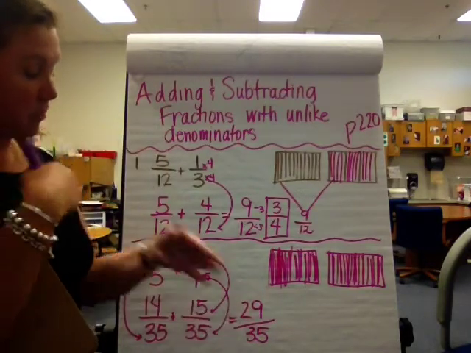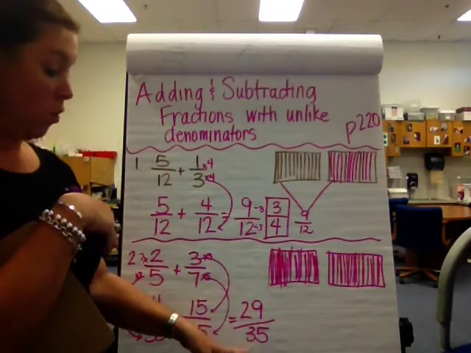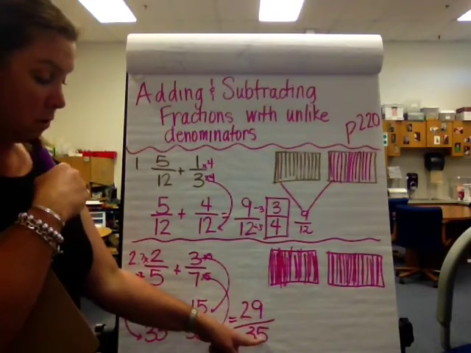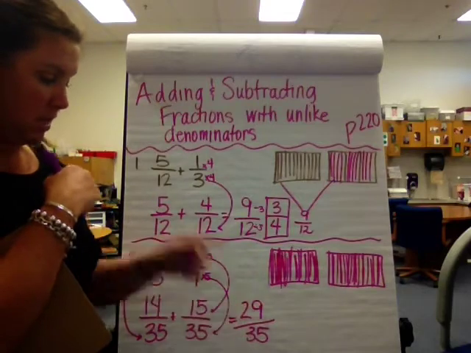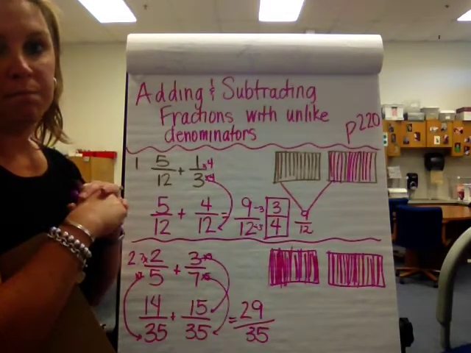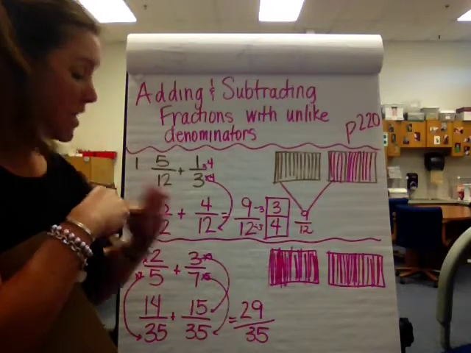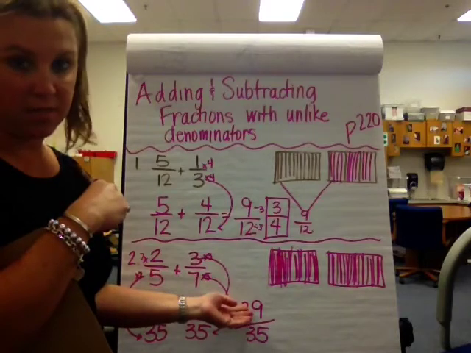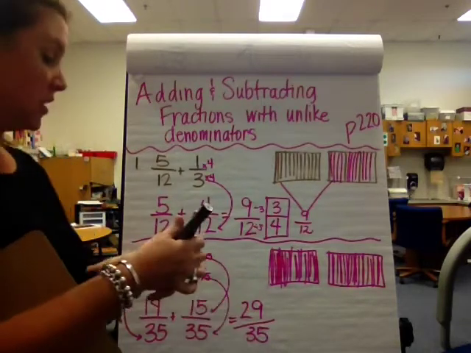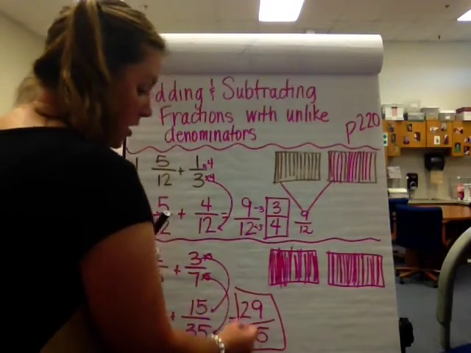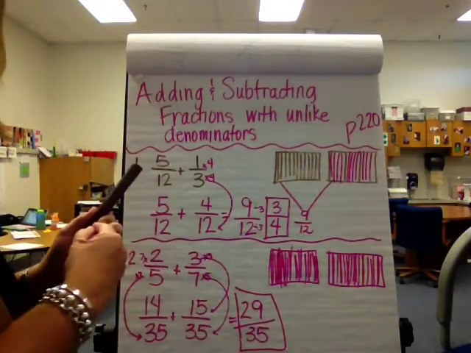Is 29 divisible by 3? Or is this divisible by 3? No, this is only divisible by 5 and 7. Is this divisible by any other number? Even the 7 has no rules. 7 times 4 is 28. So that cannot be divided by 7. So this is, in fact, the simplest form. Even though you have a large fraction, it is still in simplest form.